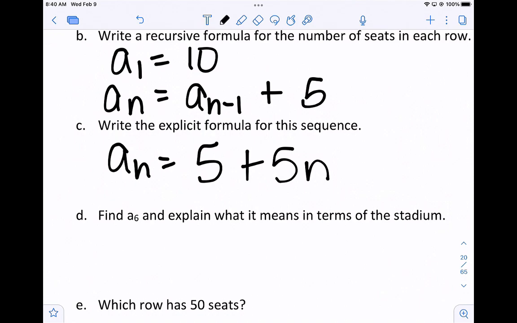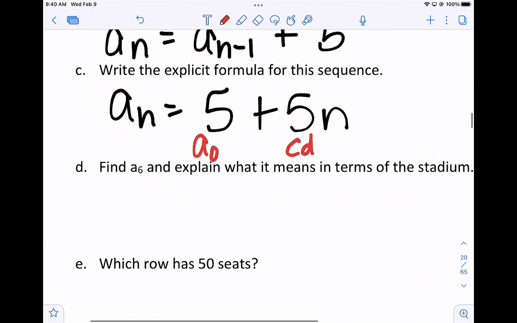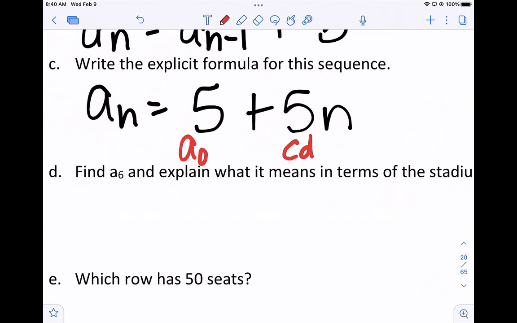So here's an explicit formula. Again, here's the starting value, a sub 0, and this is your common difference. We add 5 every time. Find a sub 6 and explain what it means in terms of the stadium. Well, now instead of hitting enter on a calculator 5 times to find the 6th row, which is what this means, we can plug in.